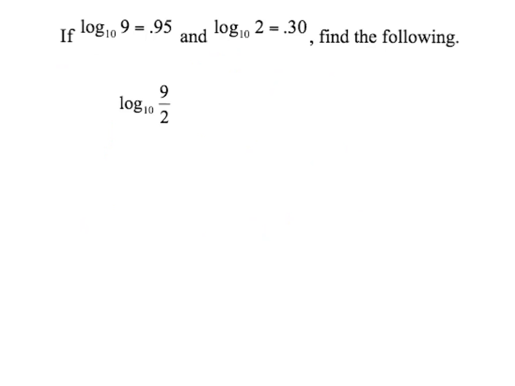The property that I'm going to use is the one that says a logarithm of a quotient can be written as a difference of logarithms. And so the very first thing I'm going to do is turn this into log base 10, or common log of 9, minus log base 10, or common log of 2. Now I have a difference of logarithms, and I've got my logarithm expressed with 9s and 2s.